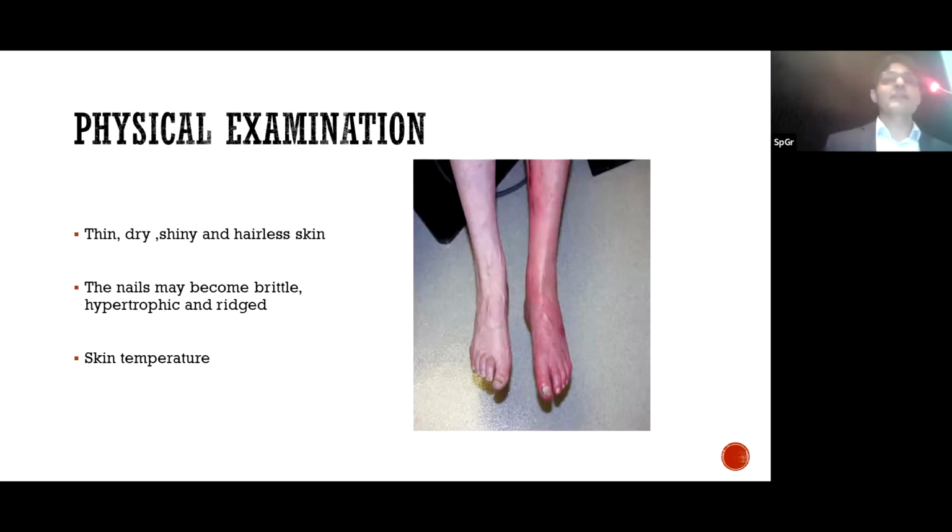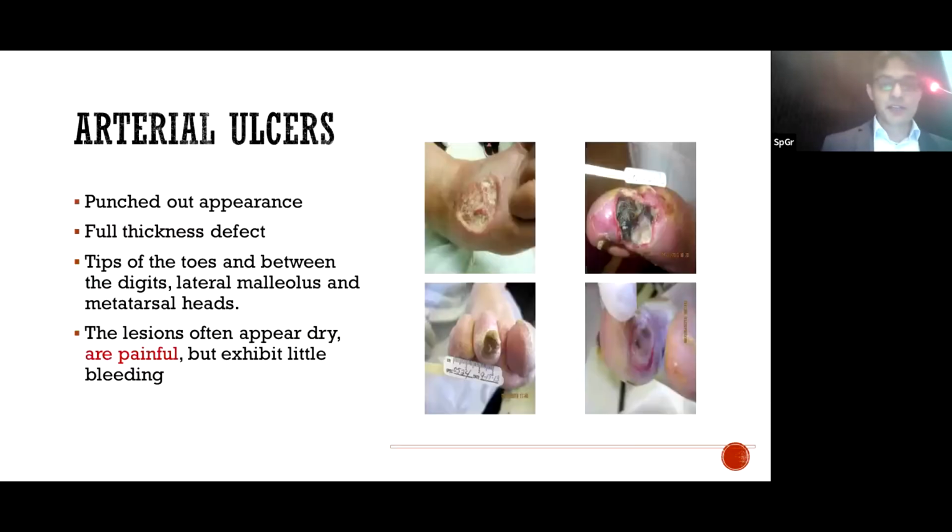If you look at the left leg, this is called dependent rubor. This is an ominous sign. This means the patient has critical limb ischemia. You have to intervene as soon as possible.